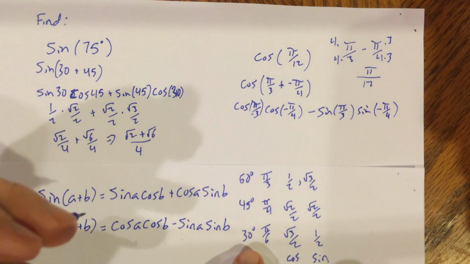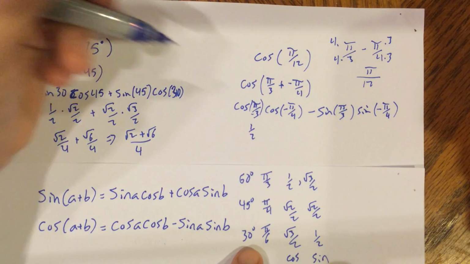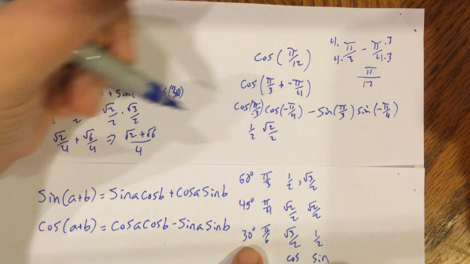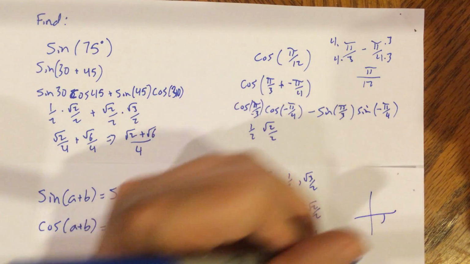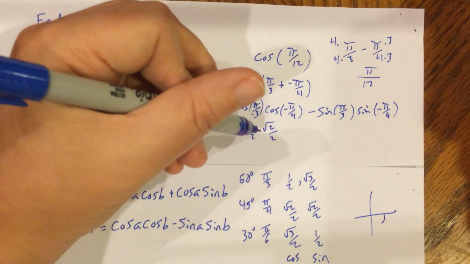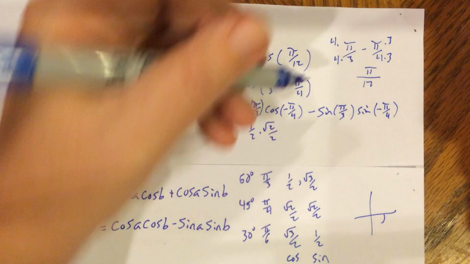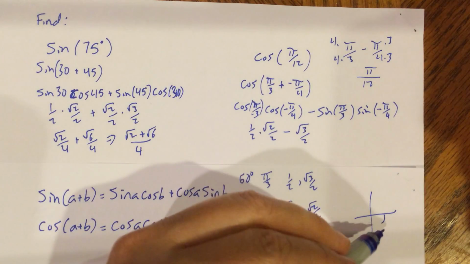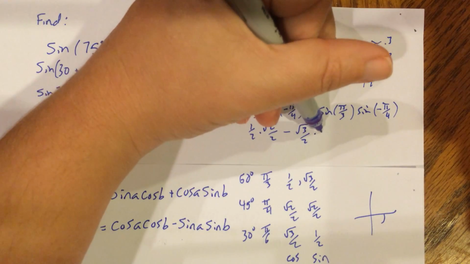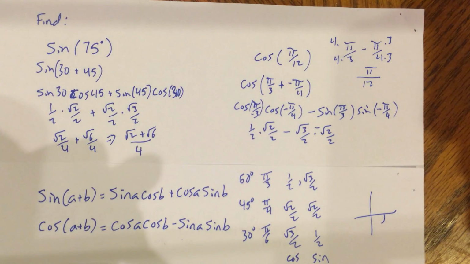Okay, so cosine of pi over 3 is 1/2. Cosine of pi over 4 is square root of 2 over 2. Negative pi over 4 is, let's draw it, down here. And cosine is positive there, so positive square root of 2 over 2. Sine of pi over 3 is square root of 3 over 2. Sine of negative pi over 4 is again down here. So it's again going to be square root of 2 over 2. But sine is negative down there. It's one of my y's. So I get that times a negative square root of 2 over 2.